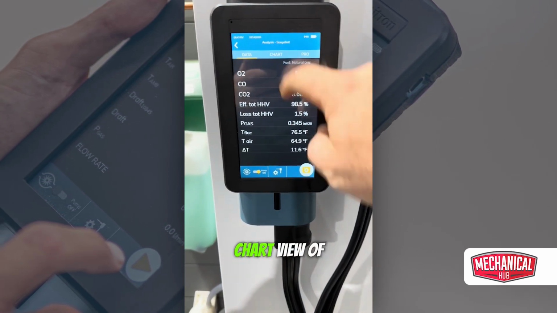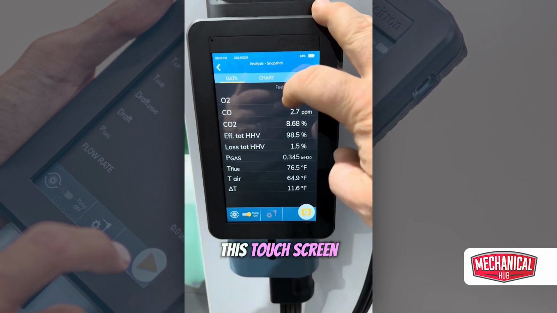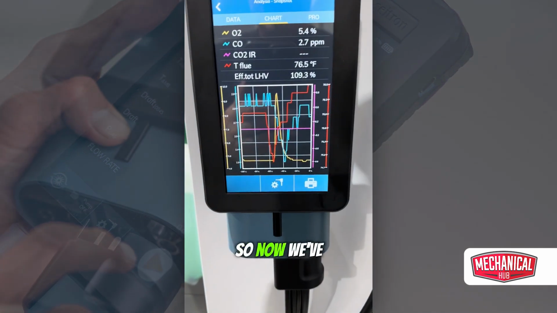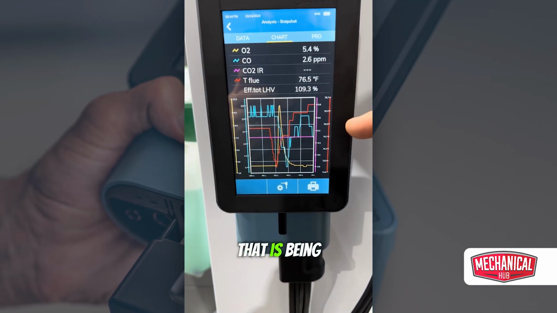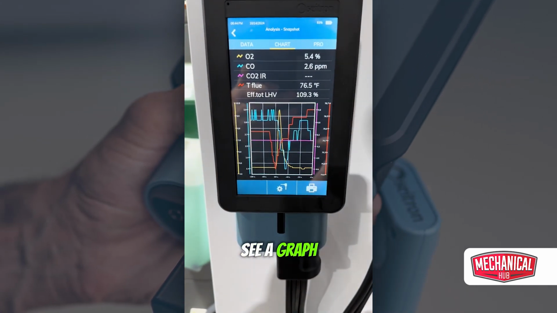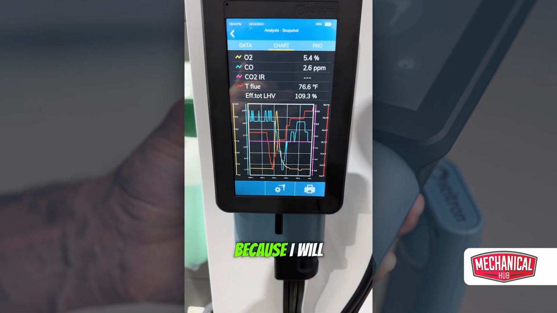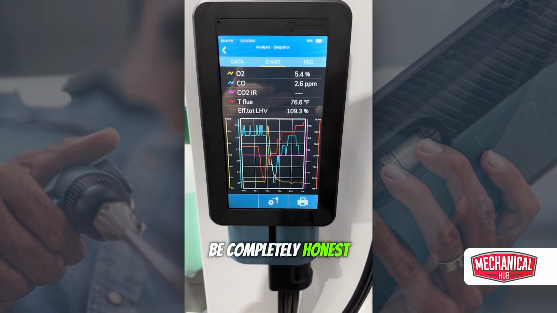And we can even get a chart view of that by pushing on this touch screen here. Okay, so now we've got all these different colors that correspond to a different value that is being measured, and you can see a graph. That doesn't really help me a lot because I will be completely honest with you.